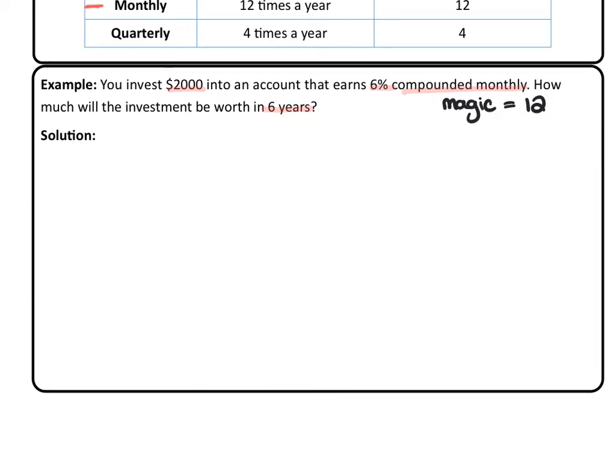So as we did in the previous lesson, I like to write things down. P is our principal, so I write down 2,000. i is our interest rate divided by our magic number, our compounding periods. So in this case, our interest rate is 6%. I'm going to put that in decimal form, just like I did yesterday. But in this case, we're going to divide it by 12 because it's compounded monthly. So I'm going to calculate that first.